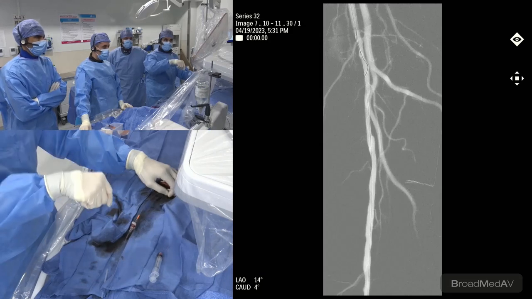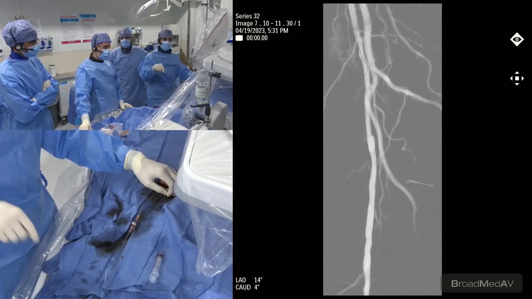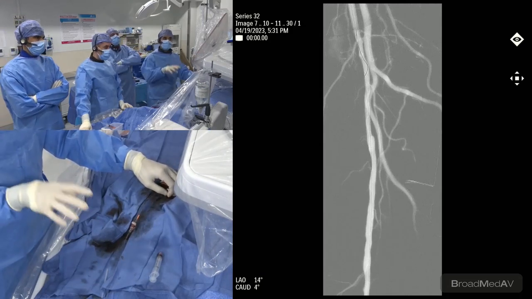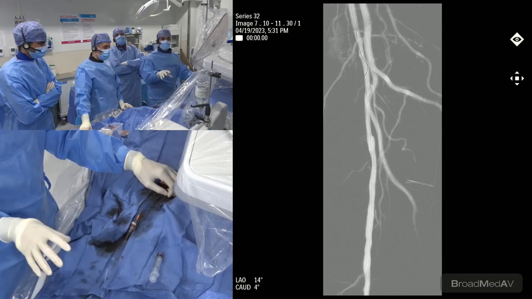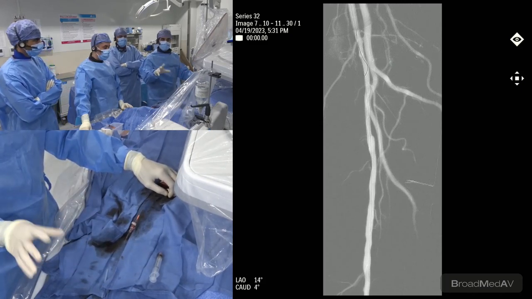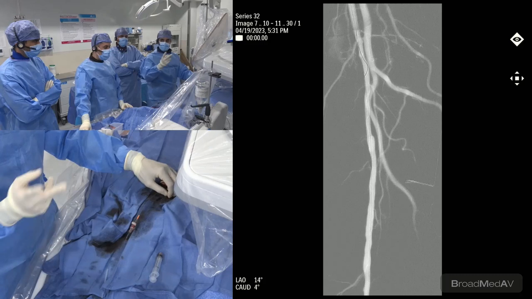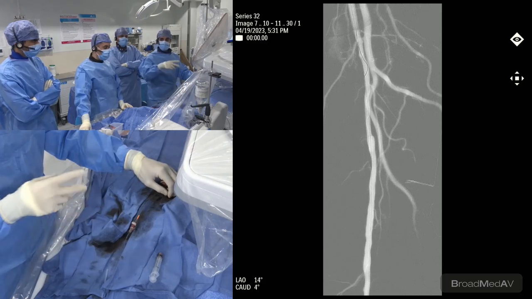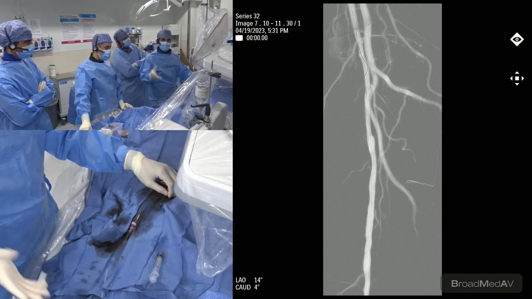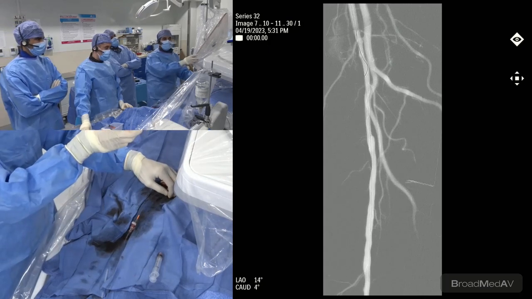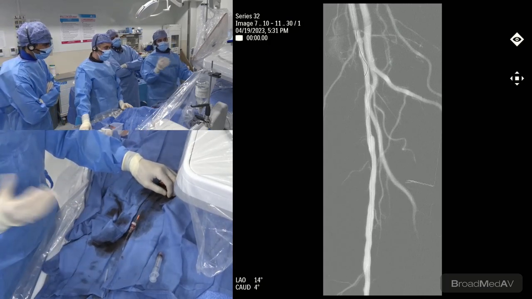So I'll start from the end, go backwards. IVUS, I don't think it's going to add to this particular question you're asking, because I think we already know what the morphology is. I think we know that you need some drug therapy. So the question then goes to your second question about drug-eluting stent versus drug-coated balloon versus scaffold.